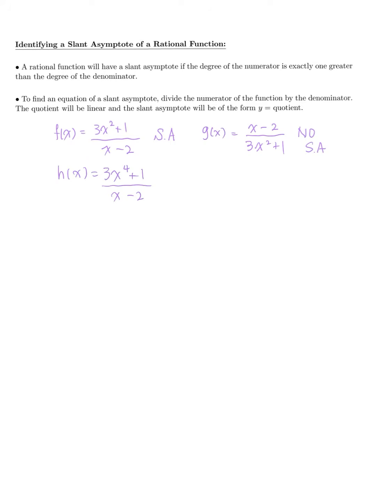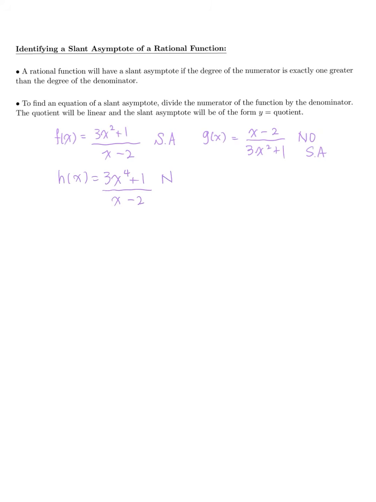Another example would be h of x equals, I just made this up, 3x to the fourth plus 1 over x minus 2. Yeah, the top degree is higher. However, in order to have a slant asymptote, the top degree must be exactly 1 bigger than the degree of the bottom. So in this case, again, no slant asymptote. And now the question is, how do you find the slant asymptote?